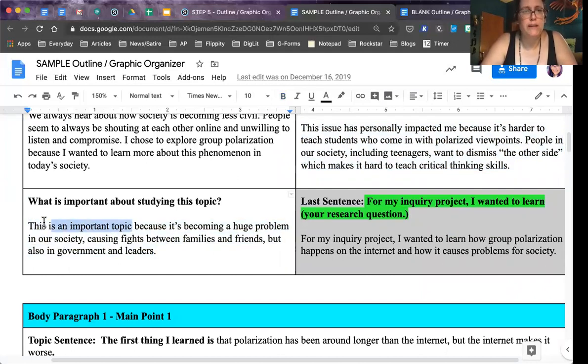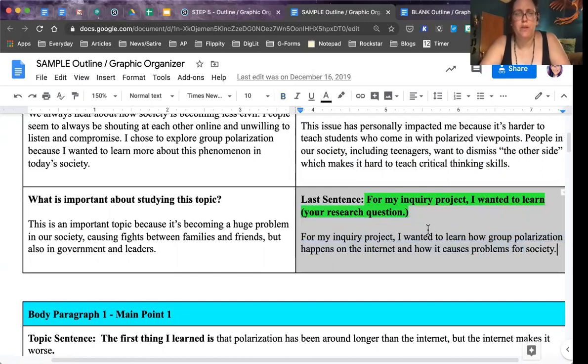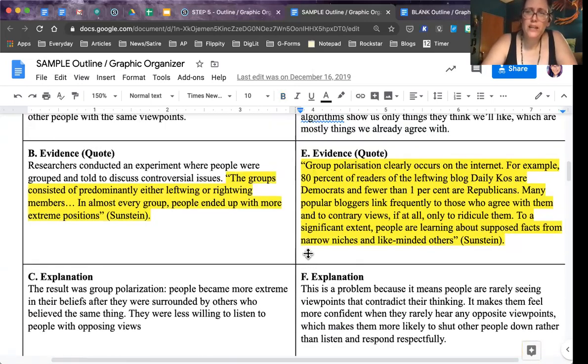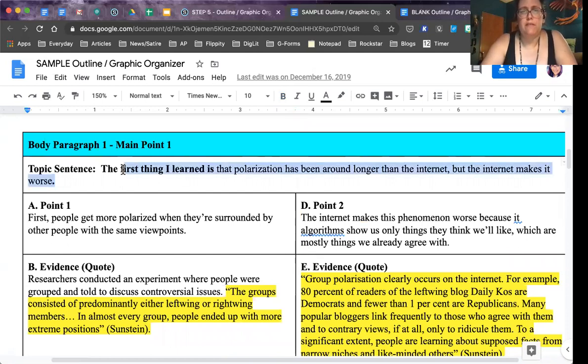You can see that all of my sentences here start explaining an answer to the question. Your last sentence can actually be set up just like this. For my inquiry project, I wanted to learn this. All right, that's your basic research question. Then I move into my main points. And so I start off by saying this was one of my research questions. The first thing I learned is that polarization has been around longer than the internet, but the internet makes it worse.